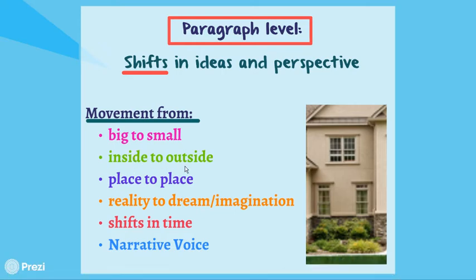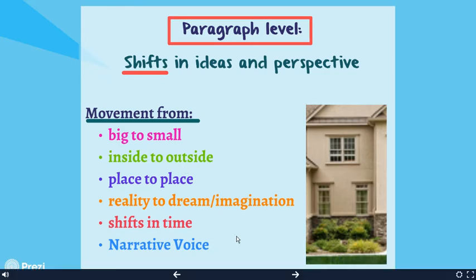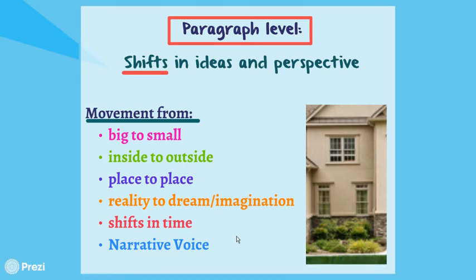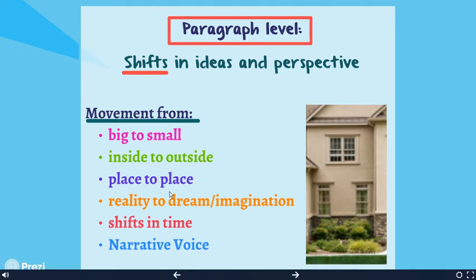Any shifts from place to place, so kind of locations within a text. We can have more psychological shifts, so for instance, moving from reality to a dream or to imagination. We can also have shifts in time. And then something else which also links in on this paragraph level is the idea of narrative voice.